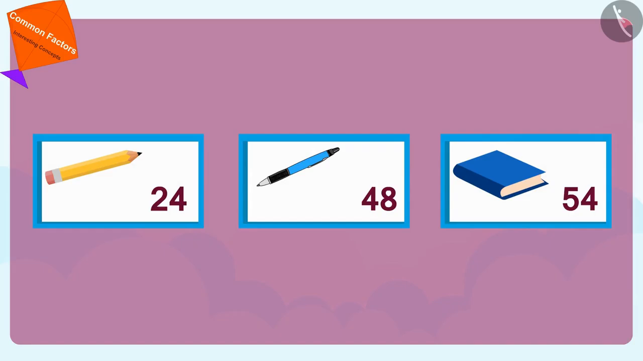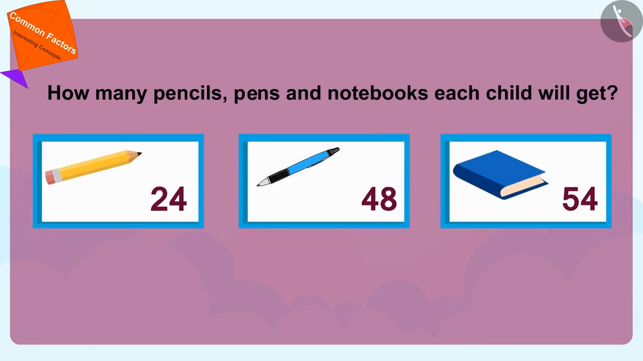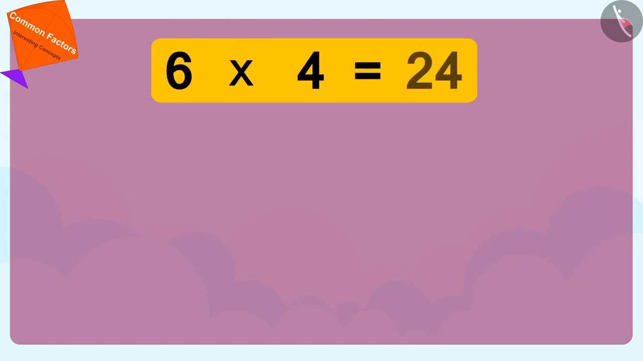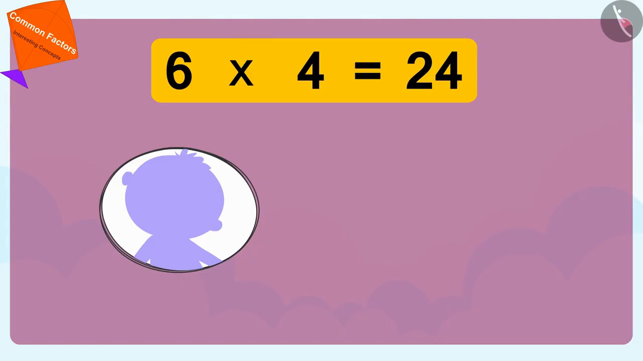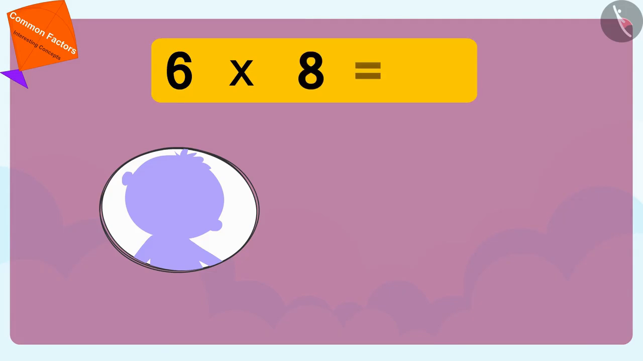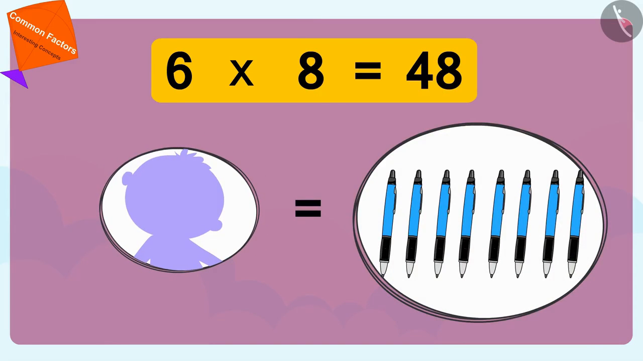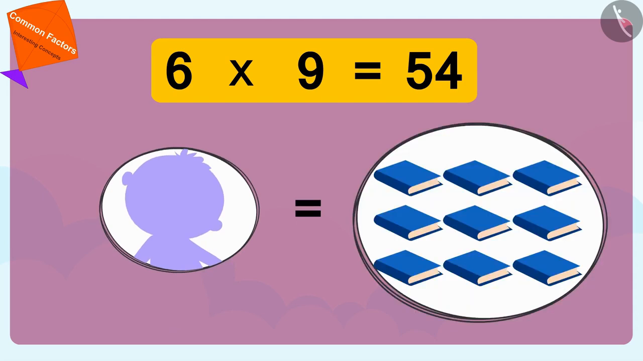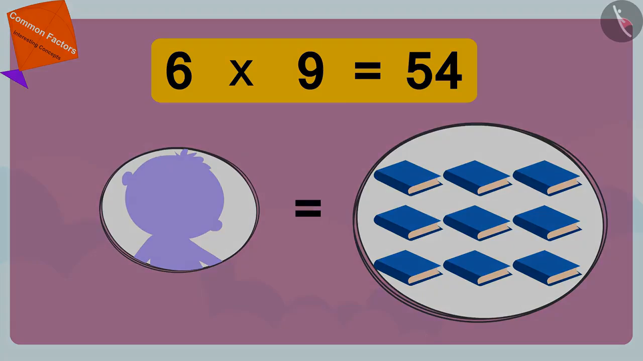Children, can you tell how many pencils, pens and notebooks each child will get? If you want, you can stop the video and find the answer. 6 times 4 is 24. So every child gets 4 pencils. 6 times 8 is 48. So each child gets 8 pens. And 6 times 9 is 54. So every child will get 9 notebooks.